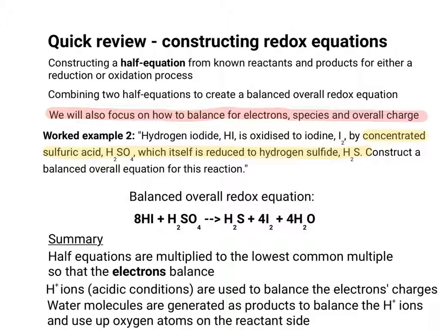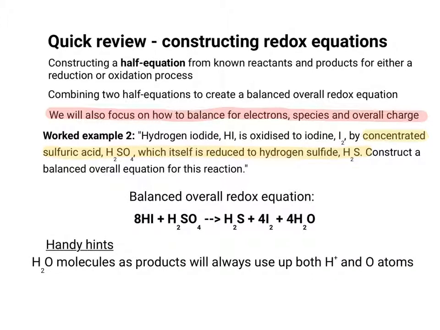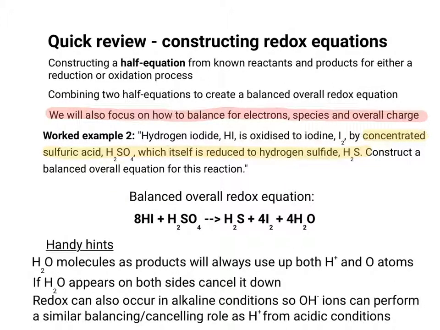So we can also have a look at some handy tips to share with you, so that it might be a little bit quicker to do this in future. So to summarise, water molecules as products will always use up both H+ and O atoms. If H2O appears on both sides, cancel it down. And in addition, sometimes you also get redox reactions occurring in alkaline conditions, so OH- ions can perform a similar balancing or cancelling role as H+ can from acidic conditions.